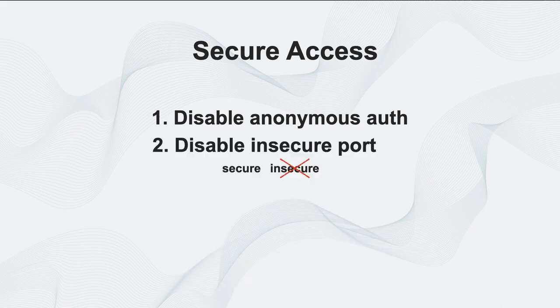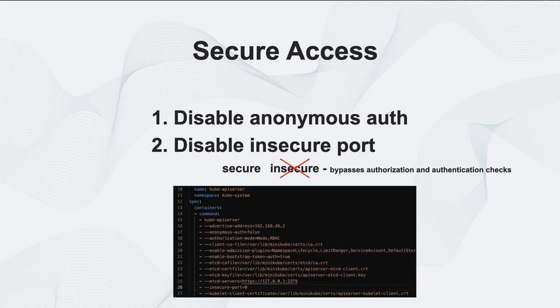Number two, you want to disable the insecure port. So the API server actually has a secure and an insecure port. You want to go in and disable that insecure port. Why? Because this insecure port bypasses authorization and authentication checks. And to do that, again, you go to the Kube API server manifest and you set a flag of insecure port equals zero.